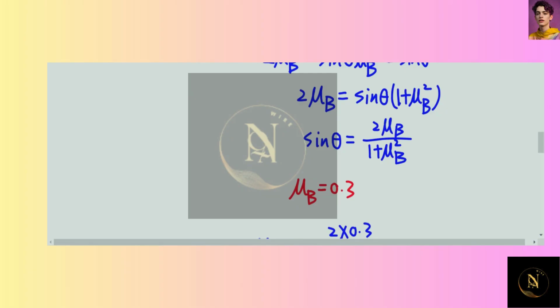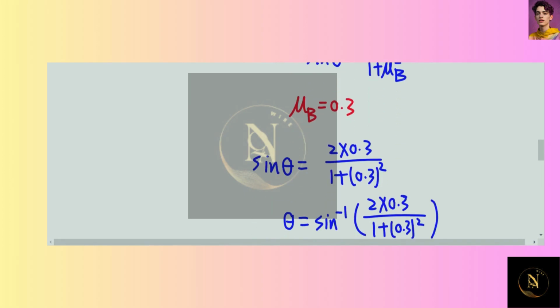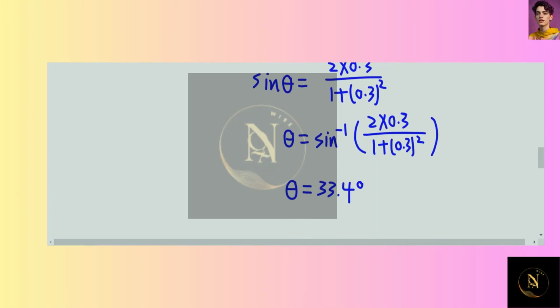We know the coefficient of static friction at point B is equal to 0.3. Now we can plug in 0.3 for mu B. Eventually we have angle theta is equal to inverse sine of 2 times 0.3 over 1 plus 0.3 to the power 2. This gives us the largest angle theta equal to 33.4 degrees. And this is the answer for this question.